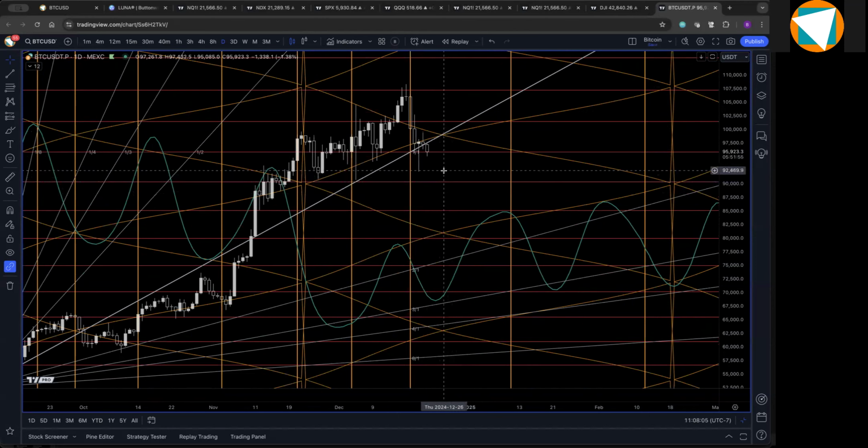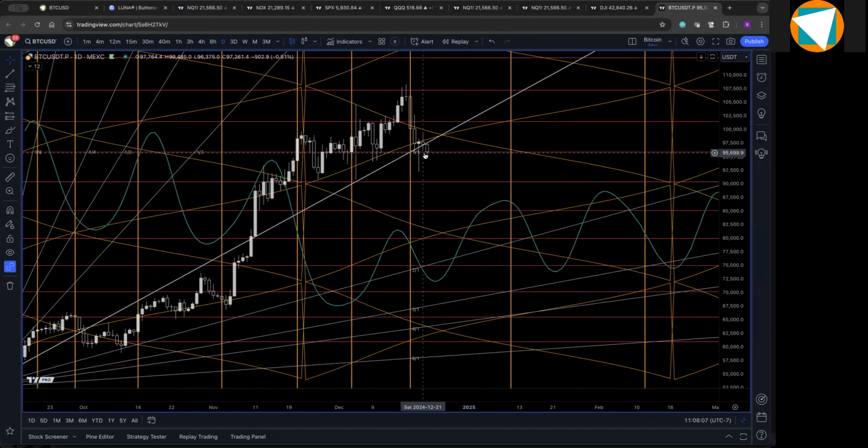It's important to keep your powder dry for now, and wait for some of these forecasted pivots to play out. But yeah, I think we're going to have a good run up in January, February. Just need to keep the powder dry until then.